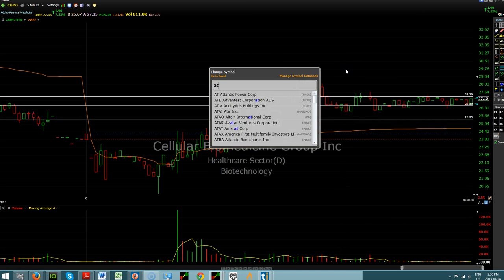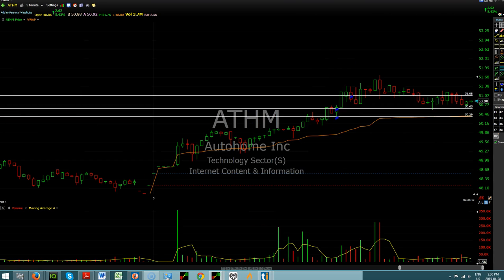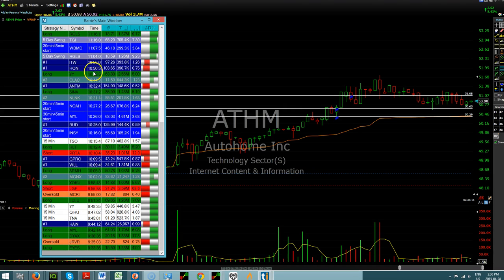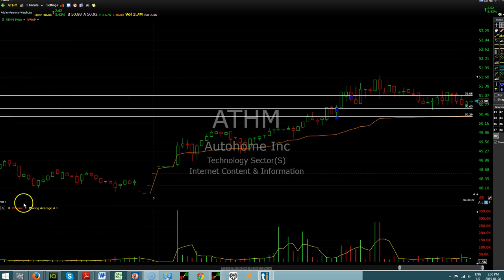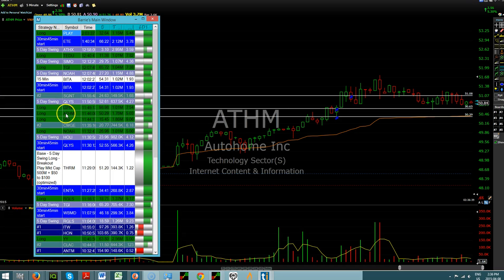The other one that worked out pretty well was ATHM. And ATHM came from, again, let's see, I have to see if I can find it here. I'm just going to put this on pause for a second. I had so many alerts. Yes, ATHM at $50.29. All these green ones are my custom.